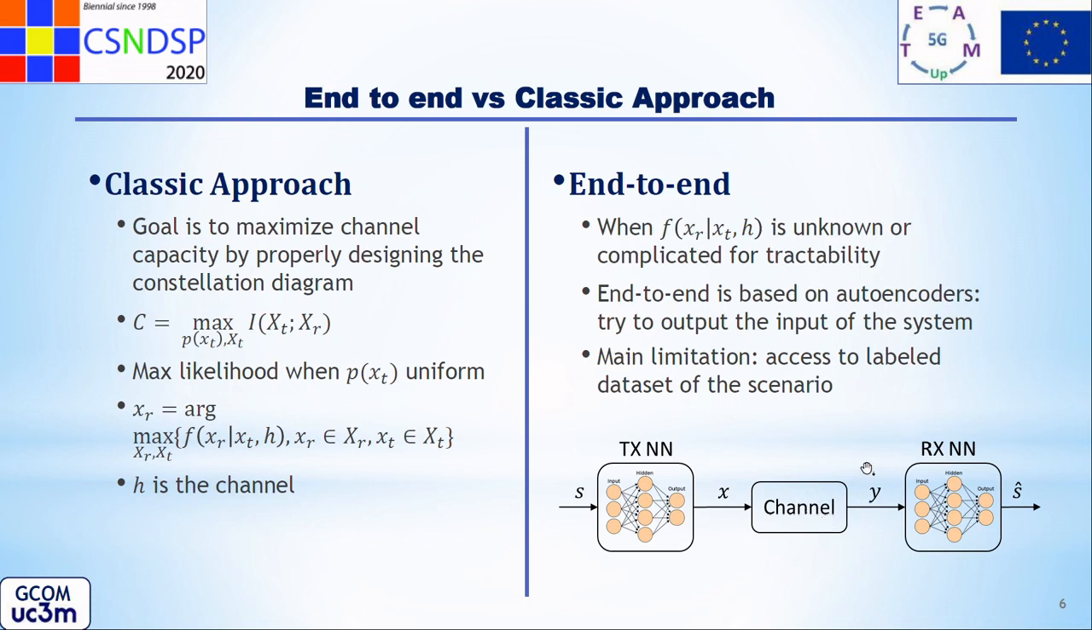This approach, the end-to-end learning approach, eliminates the classical approach complications and limitations, by substituting the modulator and the demodulator by neural networks and training them using a set of labeled data. The main limitation is in fact the access to a labeled dataset for the scenario where the neural networks must be trained.